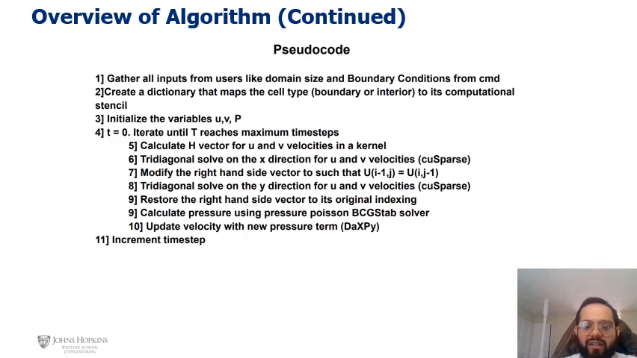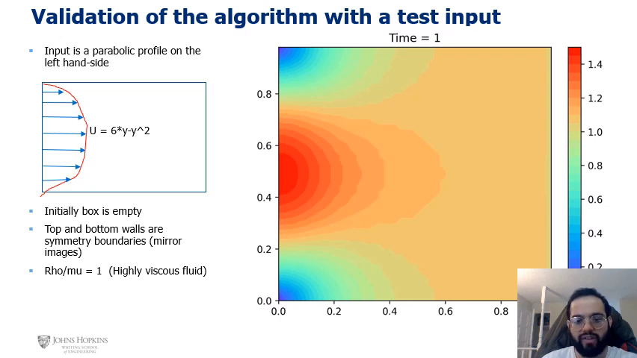And finally, the last step is updating the velocity with the pressure term, which is step 2 of our two-step scheme, and then we increment the time step. That's basically the walkthrough of the entire algorithm. So now I'll move on to the results.